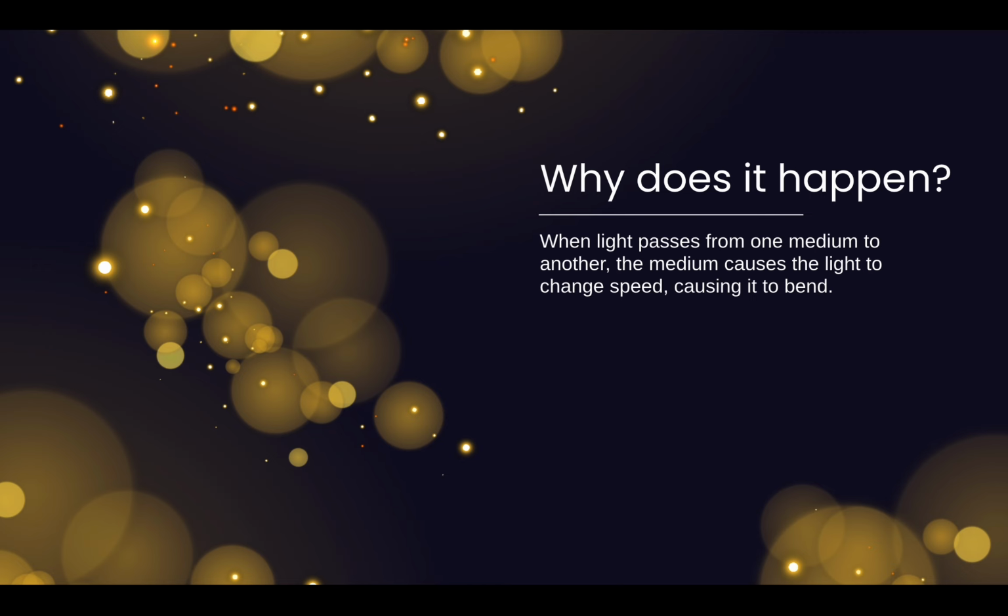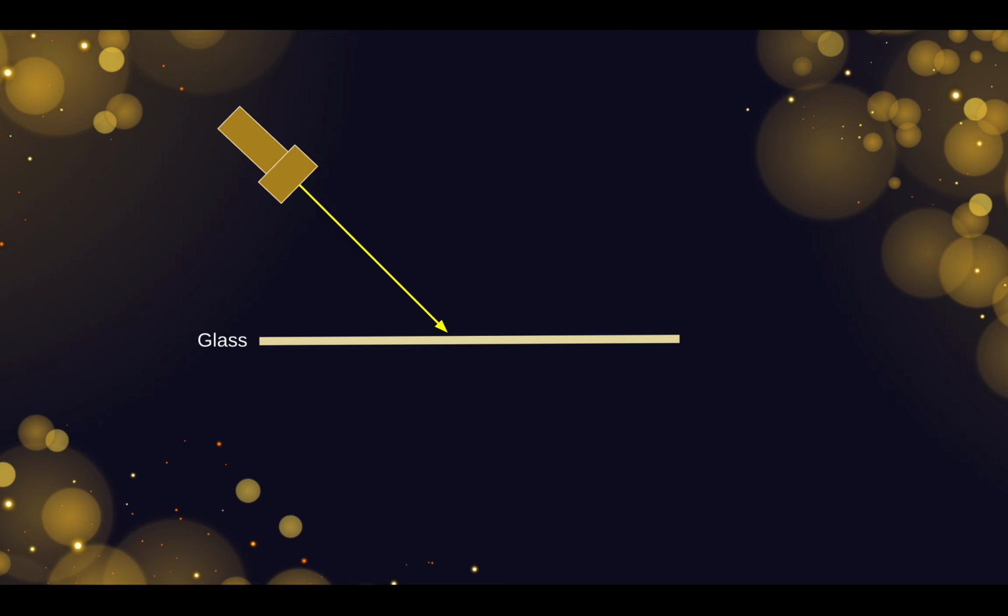And now that we know the general idea of refraction, let's take a look at an example to get a closer look at what refraction really does. Here, we have a flashlight in the top left corner shining light at an angle towards some glass, which is represented here by the horizontal line and everything below it. To make things easier, let's focus on one individual ray of light, shown as a yellow arrow.